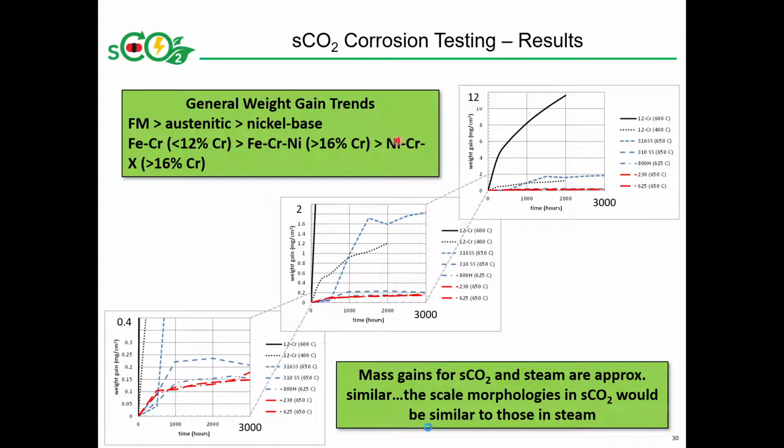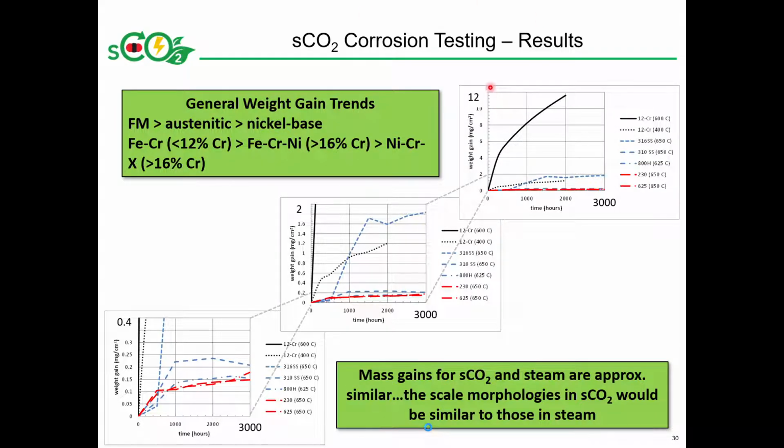And when we look at the mass gains for sCO2 and steam, and again, these results aren't presented here, the mass gains for similar conditions are approximately similar. That led people to think that maybe the scale morphologies in sCO2 would be plus or minus similar to what's seen in steam under the same conditions, so that what people have learned from steam corrosion perhaps could apply to what's going on in sCO2 corrosion. And I think there's some basis for evidence there.